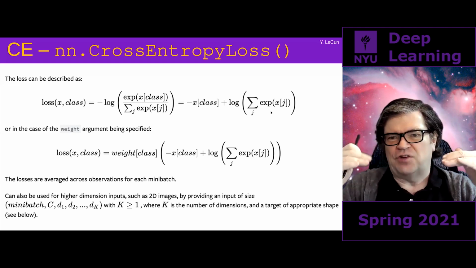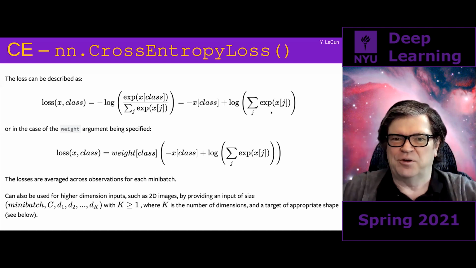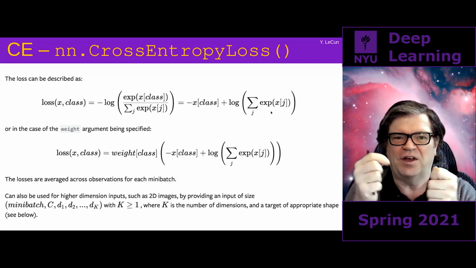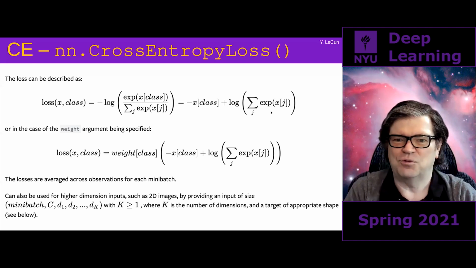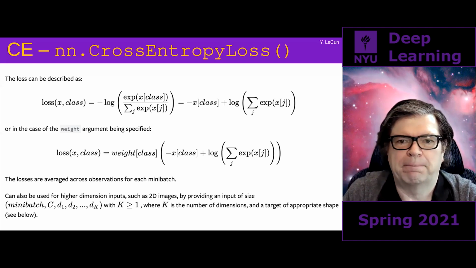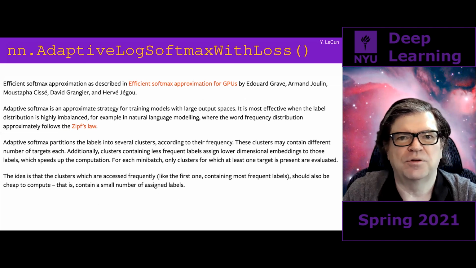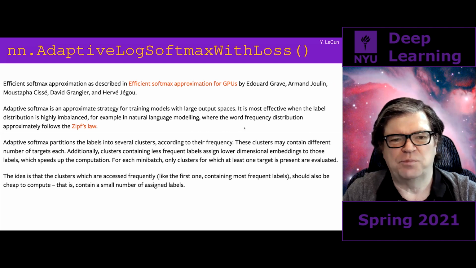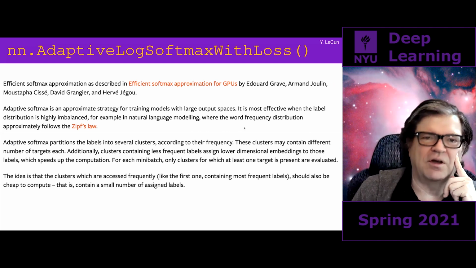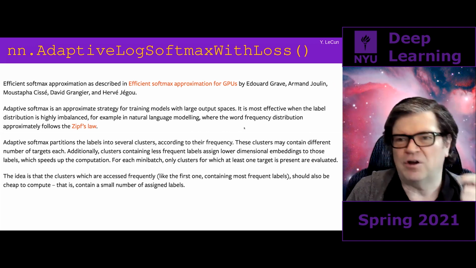So you're going to get the desired effect in your neural net, which is that the correct class is going to get pushed up, and incorrect classes are going to get pushed down. The scores, if you want. There are various tricks because people want to use softmax with a very large number of categories.